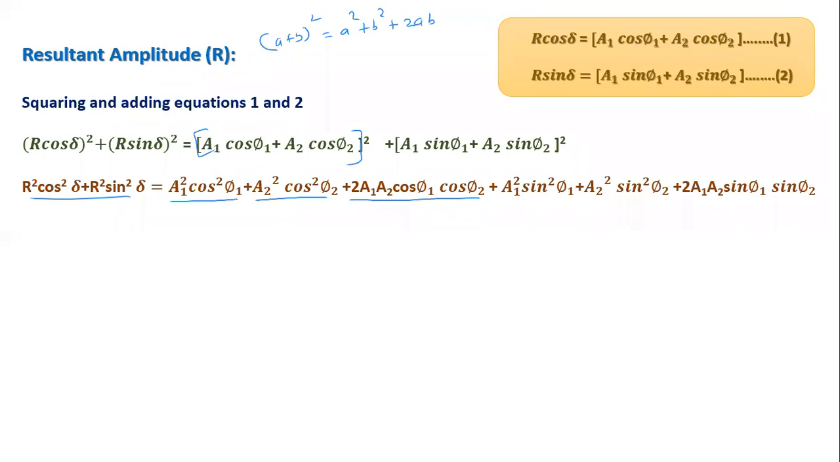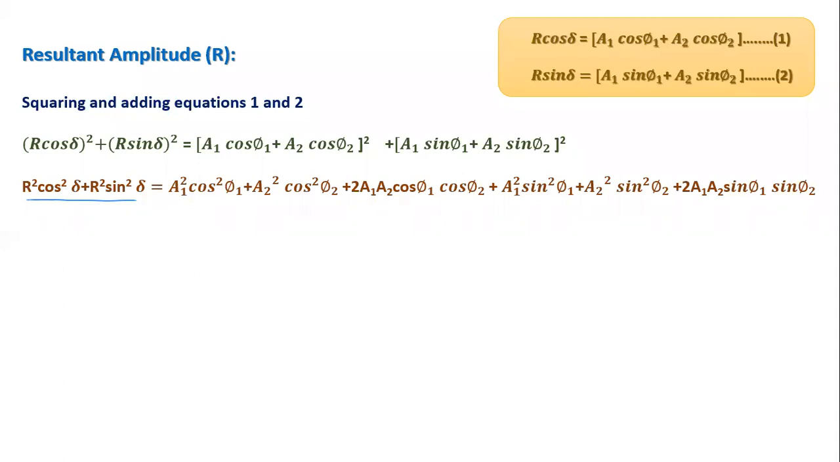So here we get A1 square sin square phi 1, the first term square, plus the second term square, A2 square sin square phi 2. Then twice A1 A2 sin phi 1 sin phi 2, we get here. Now here we can take some common terms to reduce the equation. From these two we can take R square common. As we take R square common, then in a bracket we get cos square delta plus sin square delta.